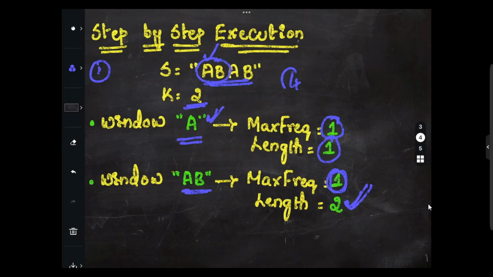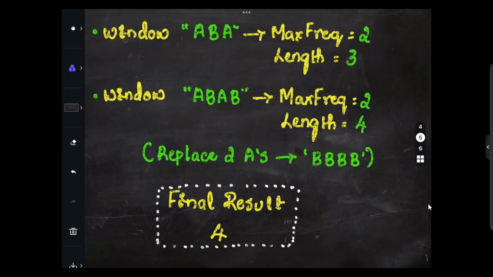Max frequency we are having 1, and A is having the frequency count 1, and B is having the frequency count 1. So max frequency remains 1 itself, and length is 2. AB we have, right? So we can change B to A in this case, or A to B in this case. So maximum length is 2 here. So let's come to the third step here.